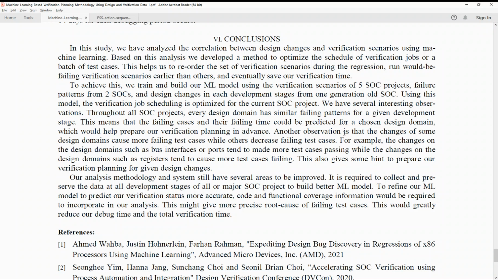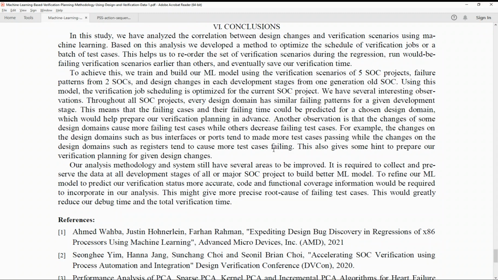Another observation is that a change of some design domains causes more failing test cases while others decrease failing test cases. For example, changes on design domains such as bus interfaces or ports tend to make more test cases pass, while changes on design domains such as register tend to cause more test cases to fail. This also gives some hint to prepare our verification planning for given design changes.